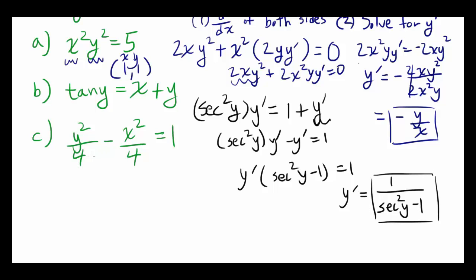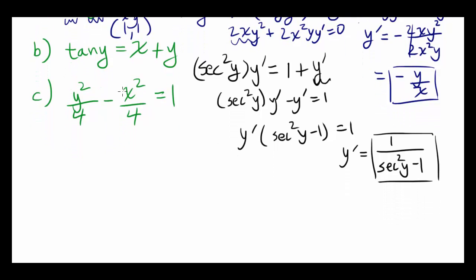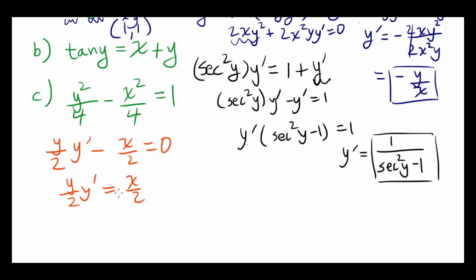C, y squared over 4 minus x squared over 4 is 1. Some of you might recognize this as an equation of a hyperbola, but I'm not going to go in depth into that. Let's start by differentiating. Well, that's going to give you y over 2, because you bring the 2 down, times y prime, minus x over 2 is 0, and you solve for y prime. y over 2 times y prime is x over 2. Multiply both sides by 2 over y, and you're going to get y prime is x over y.